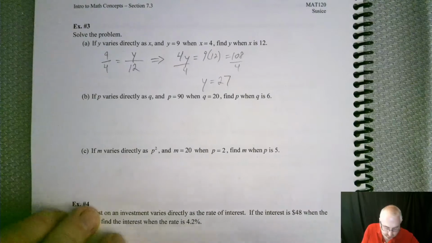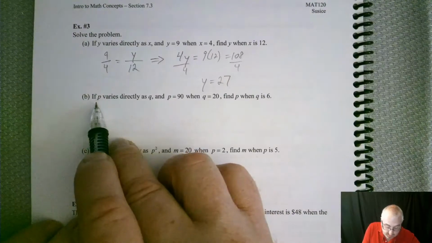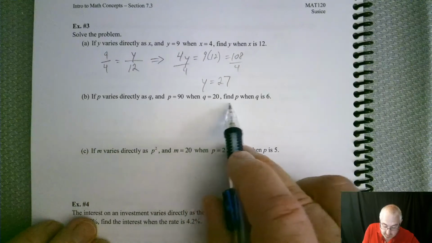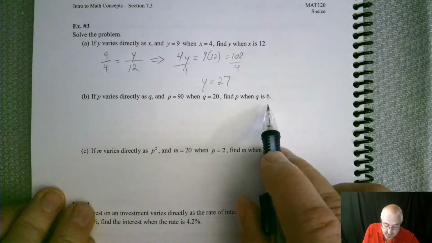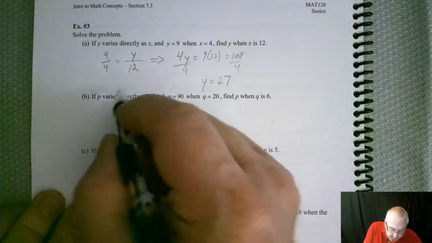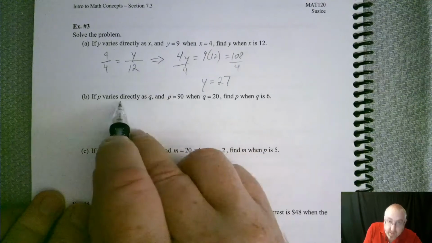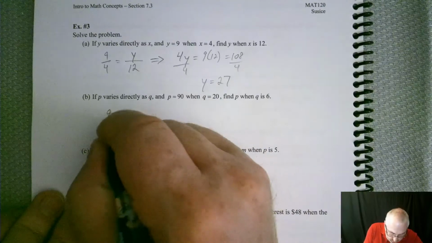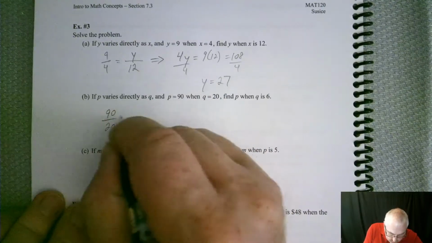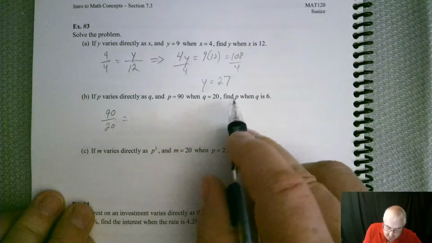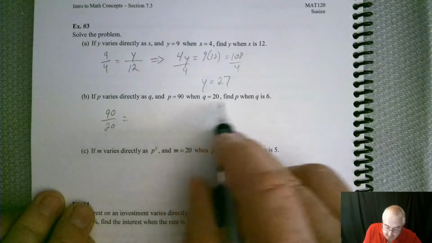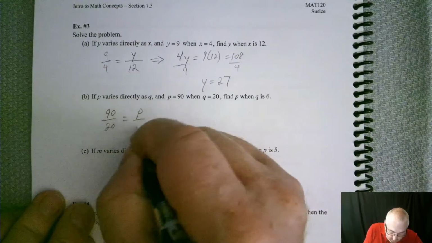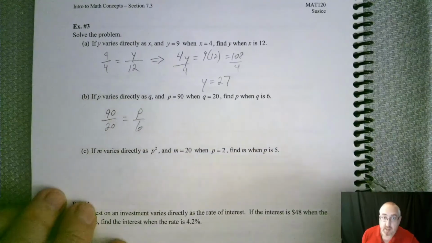So be really careful. Okay, so if P varies directly as Q and P equals 90 when Q equals 20, find P when Q is 6. All right, so same thing, varies directly means proportion. So let's put those two over each other. So 90 over 20, and then P was first, Q was second, so P is on top and Q is on the bottom. So we don't know P, but Q is 6.